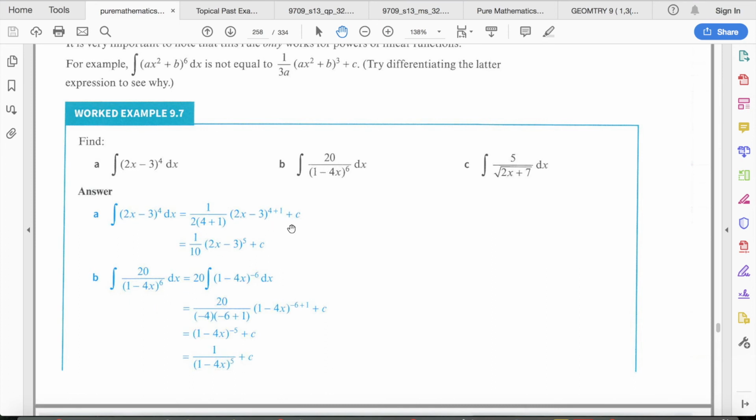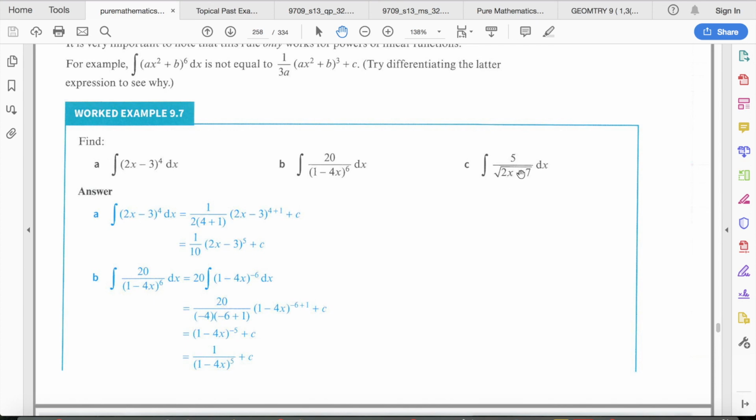Then here, 20 over 1 minus 4x to the power of 6. First, you should bring it up and write it as a negative index, to the power of negative 6. 20 is the constant. Constant can be placed outside integration. Then it would be 1 over minus 4, x to the power of minus 6 plus 1. n is minus 6, so n plus 1 is here. And what is a here? A is negative 4. A is the coefficient of x, which is negative 4. Then you simplify.